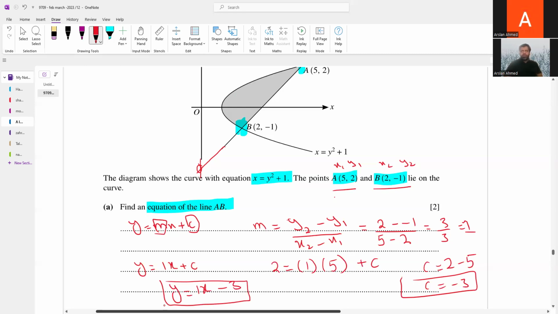So this was quite a simple question. In this question, we were required to find the equation of the line through points a and b, and we were given x equals y squared plus 1 and the other 2 points. With the help of the gradient and y-intercept, we plug in the values and find the equation. I hope this question is clear.